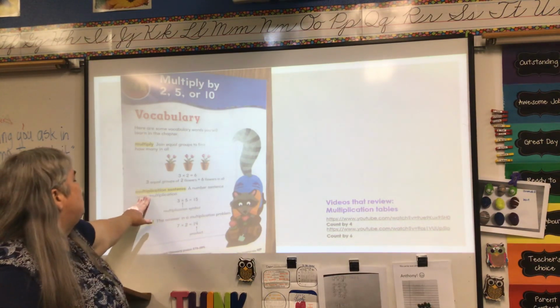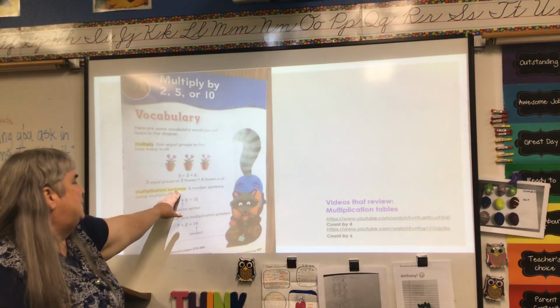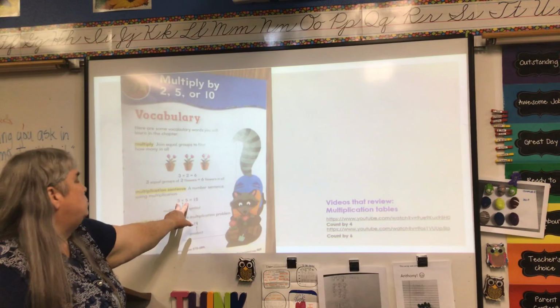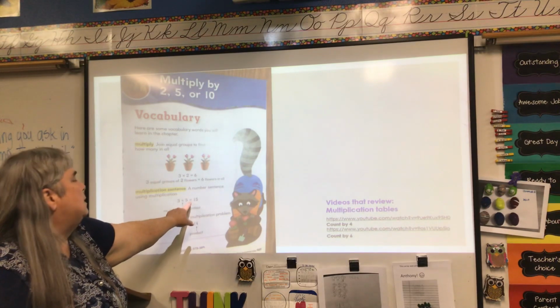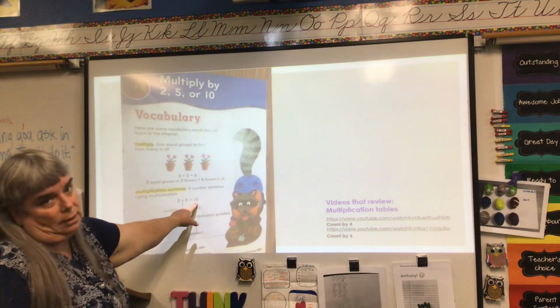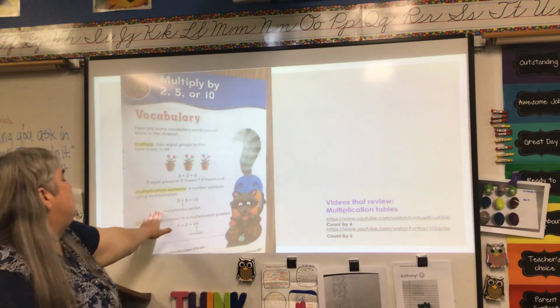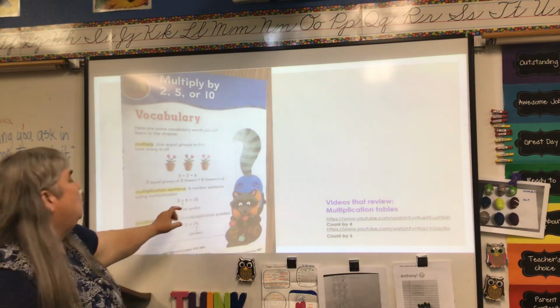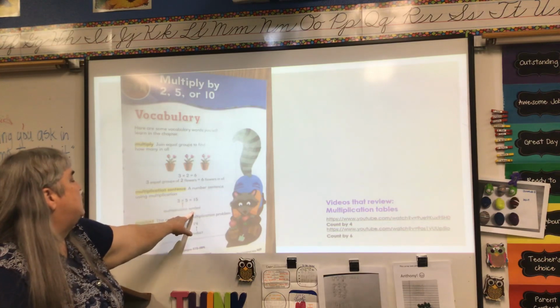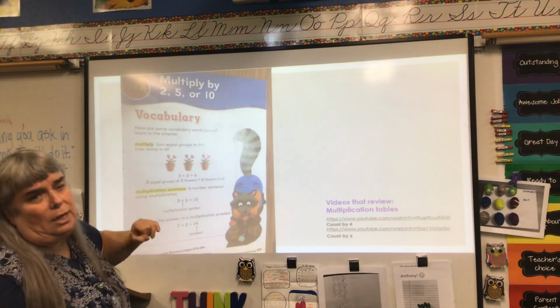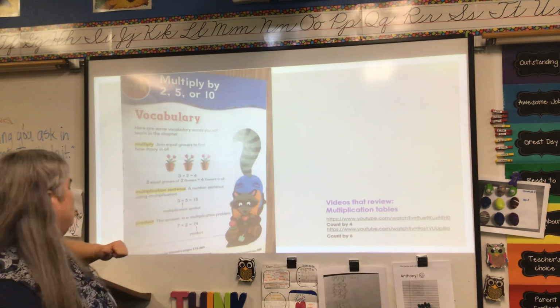Okay, multiplication sentence. This is a multiplication sentence. It has 2 numbers we're multiplying, has an equal sign, it has a product. So you need all of those to have a multiplication sentence. But right now, our multiplication symbol is an X. It's going to change in the years ahead, but for right now it's an X, and that works fine.